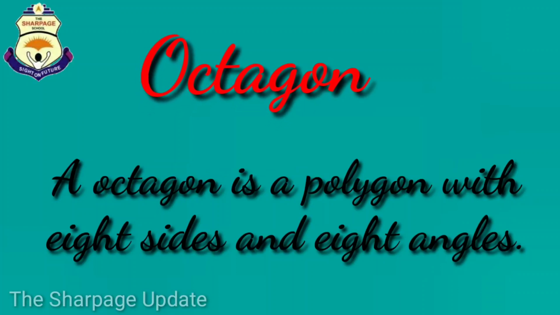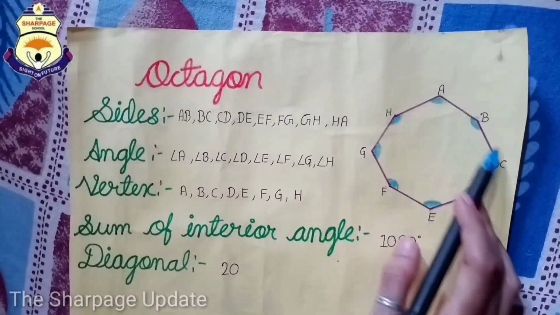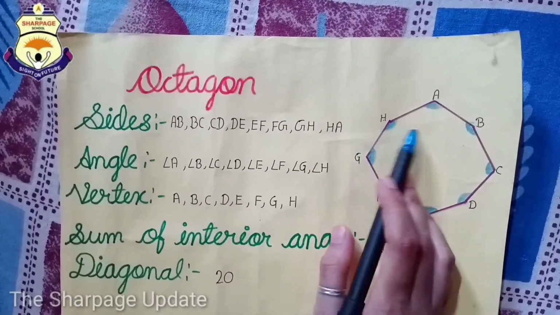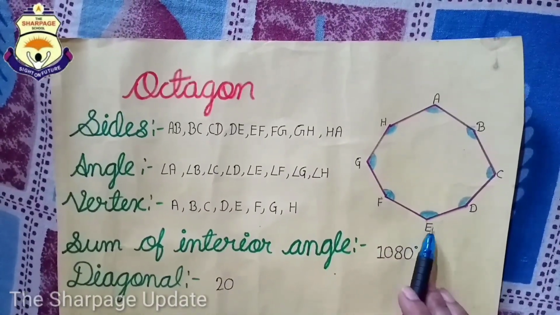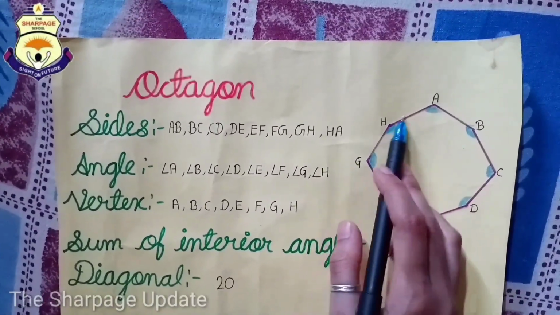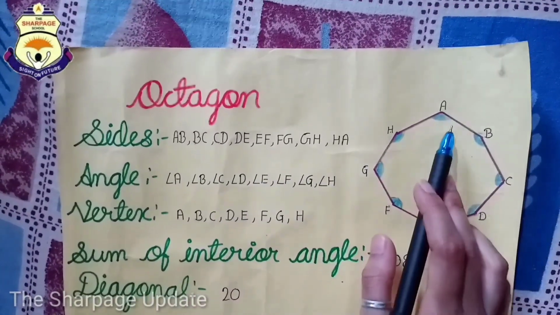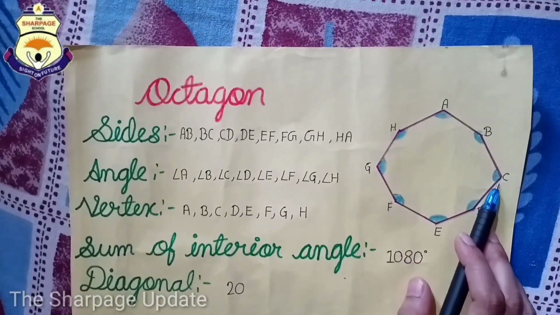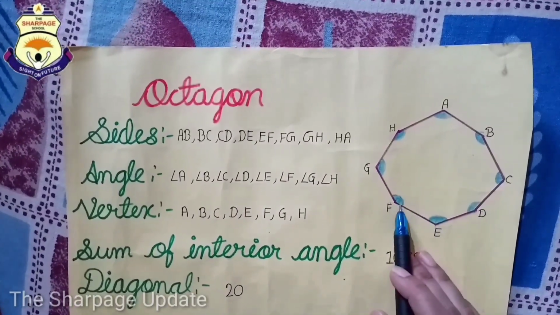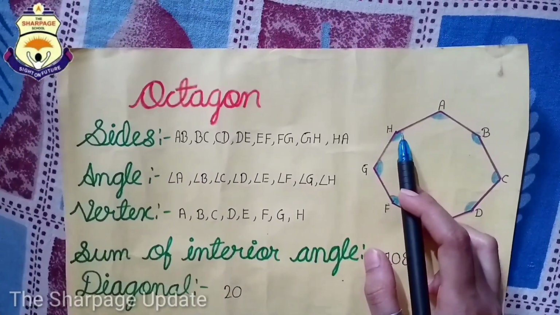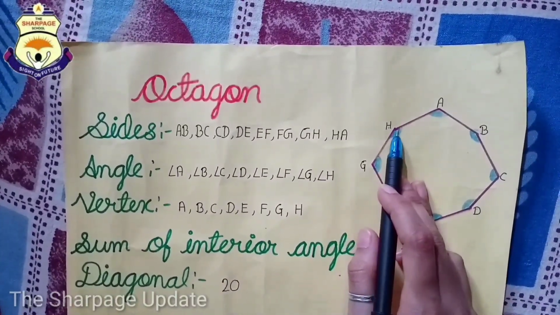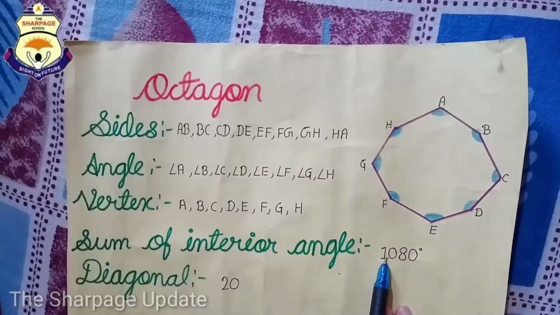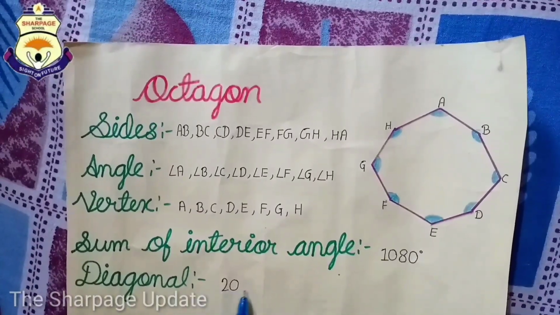Octagon. Octagon is a polygon with 8 sides and 8 angles. This is the octagon ABCDEFGH, and in this octagon 8 sides are AB, BC, CD, DE, EF, FG, GH and HA. 8 angles are angle A, angle B, angle C, angle D, angle E, angle F, angle G, angle H. Vertices are A, B, C, D, E, F, G, and H. Sum of interior angles is 1080 degrees and number of diagonals is 20.